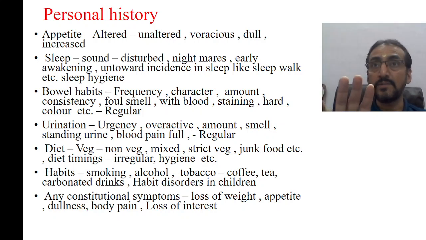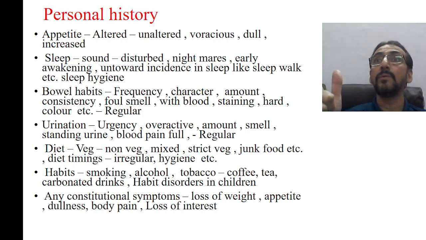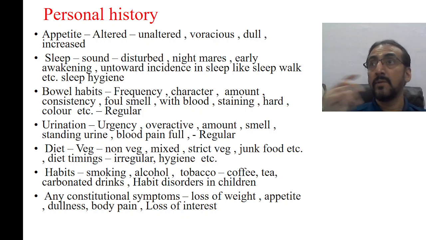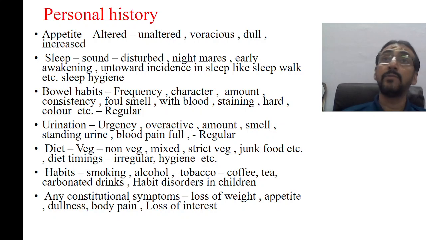Loss of appetite is a very important clue. In children especially, loss of weight is a very important clue, as is loss of interest. Therefore personal history is very important. Of course, in children it is very difficult to take, because most of the time we have to rely on the mother. If the child is more than 5 years old, we can get some information. Otherwise, we have to rely totally on the mother, so the chance of error is also there.